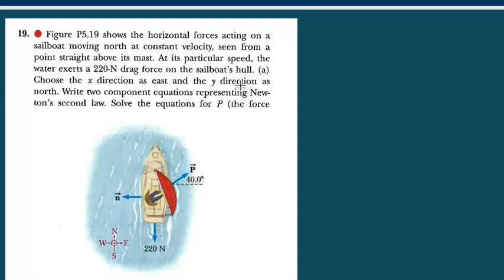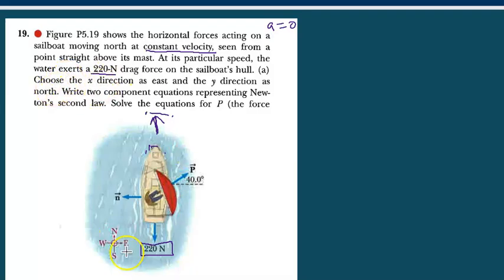Okay, so we've got a sailboat moving north at a constant velocity. So constant velocity means acceleration is 0. We love that. Seen from a bird's eye view, basically. At this particular speed, the water is exerting drag. So the boat is moving this way, and it's literally running into air molecules, and that is causing drag of 220 newtons. So they told you that downward force is 220. I mean, downward from a bird's eye view, because those molecules are running into the front of the boat. They just drew it down here so that you could see it clearly.